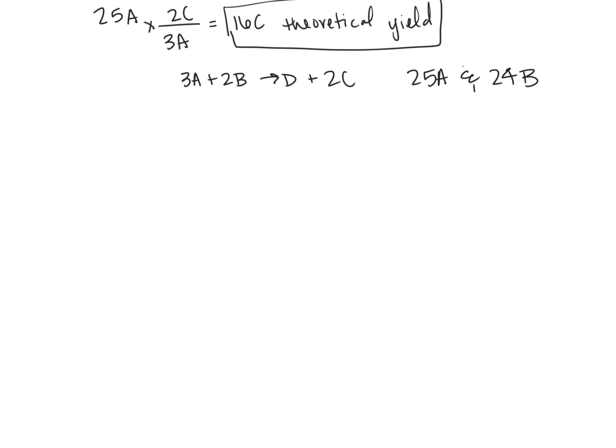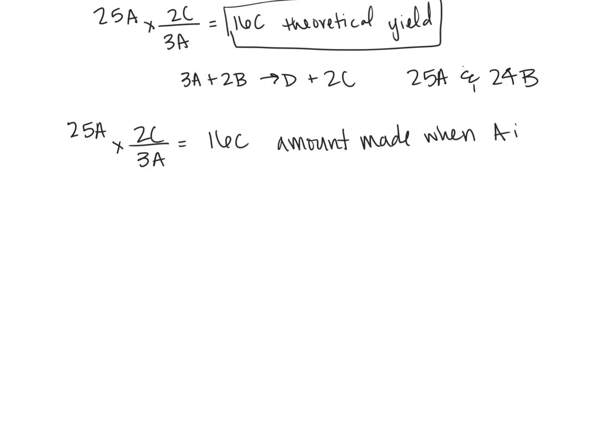So if the method I showed you made sense, you can stop right here, let this go, and move on. But if you're like, I have a hard time processing the excess reagent, so instead, let's focus on identifying the limiting reactant first. So I'm going to convert 25A to C. So we know that we take our balanced equation, and in this case, I get 16C is the amount made when A is the limiting reactant. So you would do this instead of the previous method.